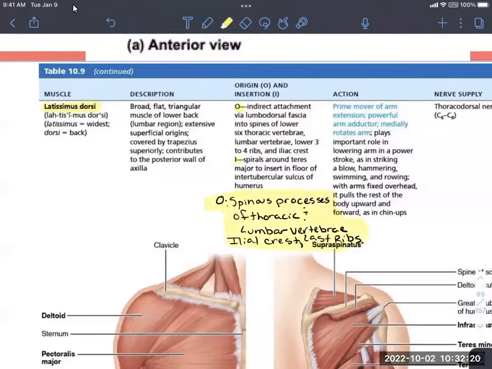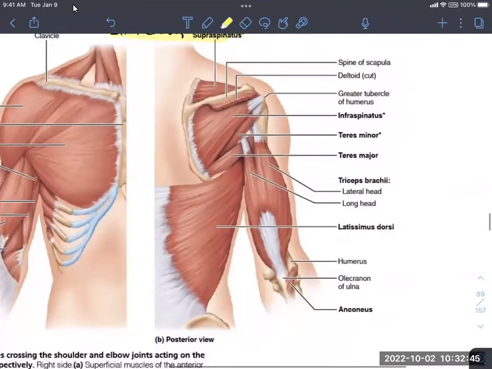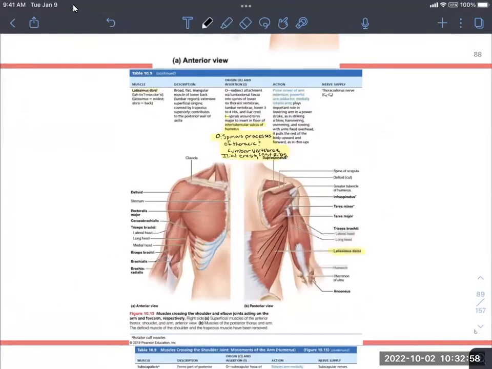It inserts at the intertubercular sulcus of the humerus. Latissimus dorsi does arm extension, or extends the arm. It adducts the arm and it medially rotates the arm. So here is our latissimus dorsi. It is the lower portion in our back. I will show it to us in the lab.